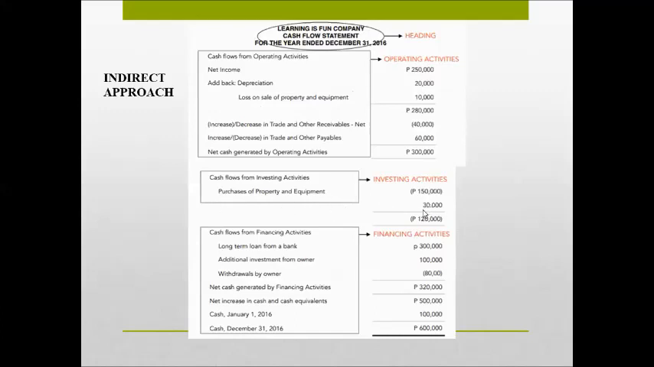And then 10,000 lang to. Wala itong depreciation. We don't need to add back the depreciation. Itong loss on sale lang. Kapag gain on sale naman, we don't need to put anything here, okay? Kapag loss lang. Kapag loss on sale, we need to record it here. Kapag gain on sale, wala tayong ilalagay dito.